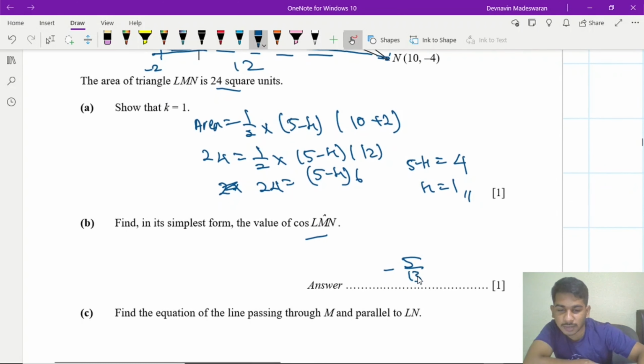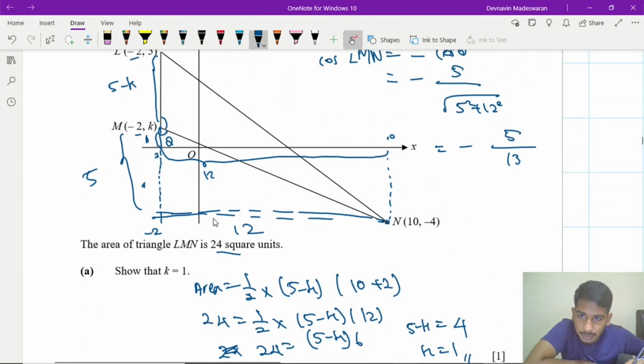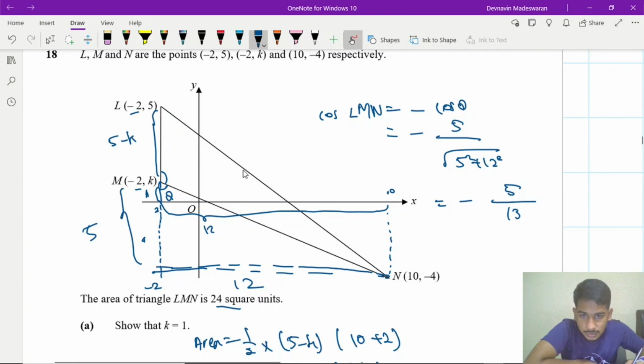Find the equation of the line passing through M and parallel to LN. Parallel to this and passing through this. So we know a gradient and we know a point. What is the gradient?